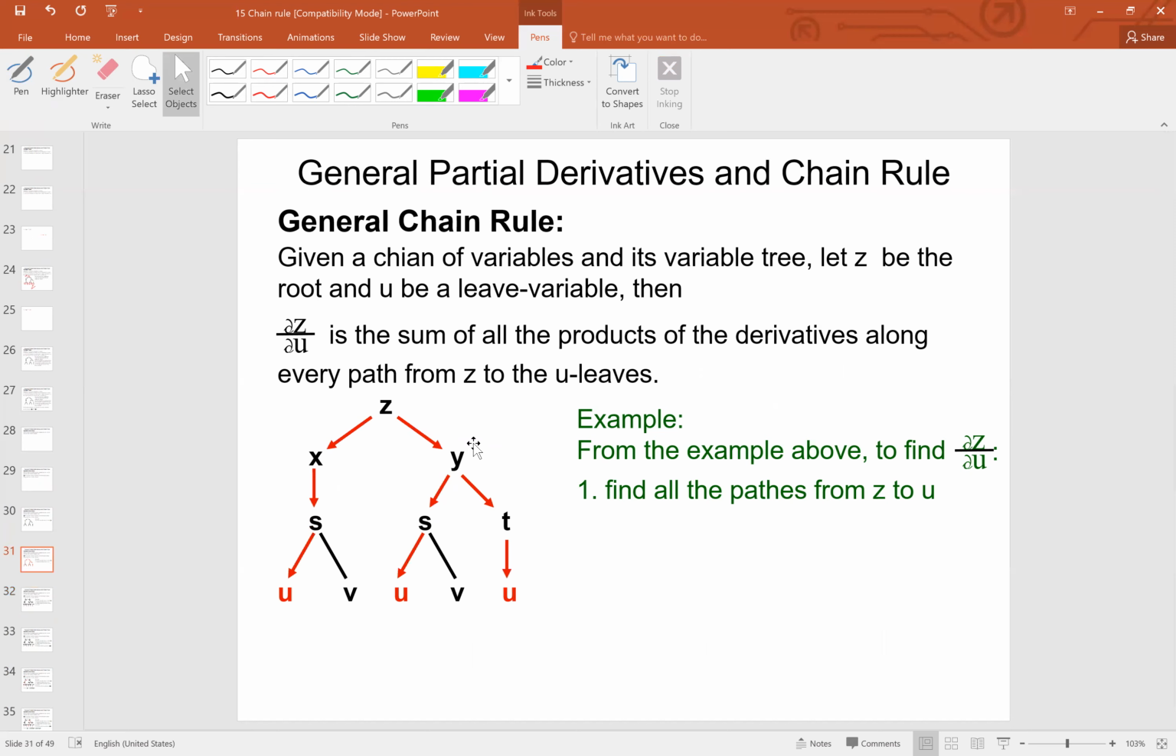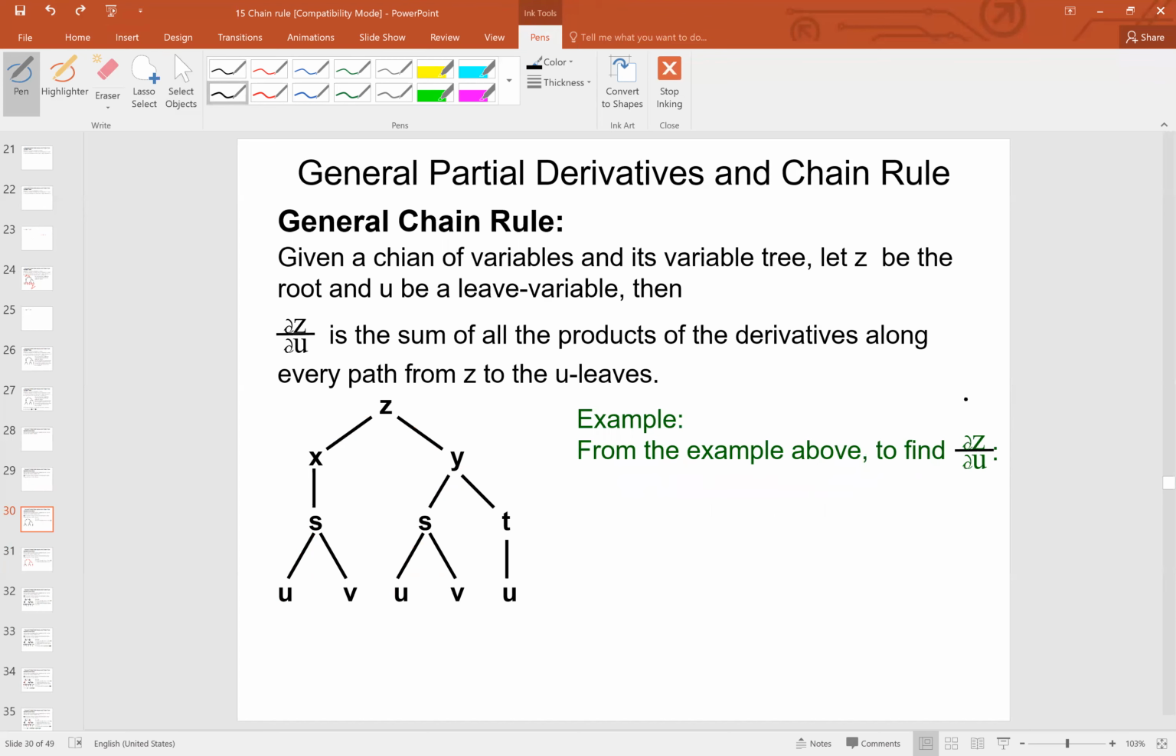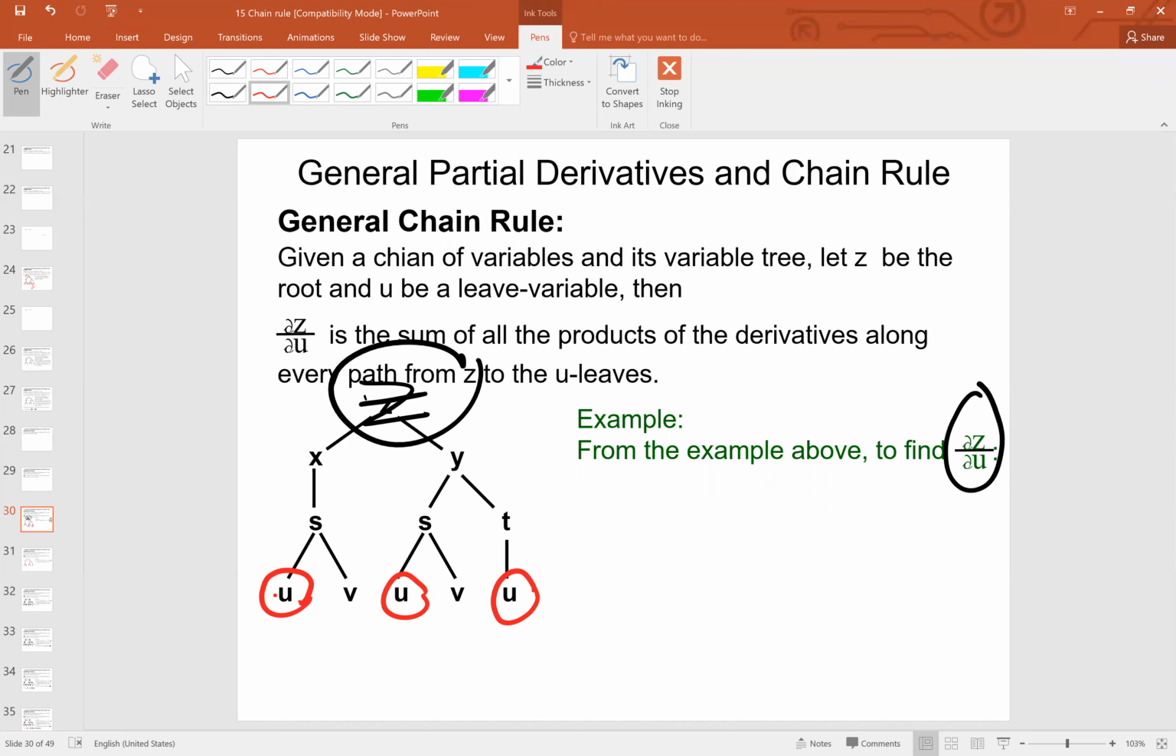Now, if I want to take the derivative of this formula with respect to u. Okay, so this is a tree. I want to take the partial of z, the root, with respect to the leaf u. So, and here are the three u's. First thing, I find all the paths that lead to u. We single those out.